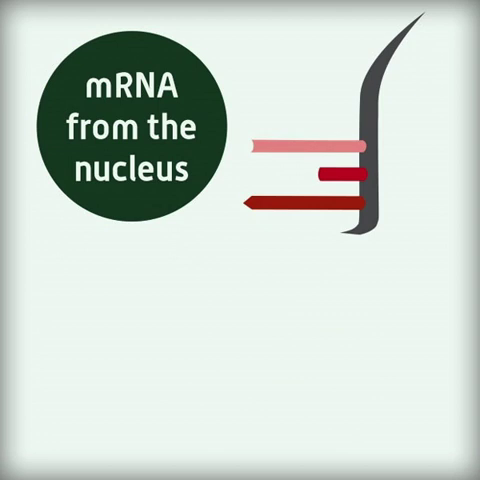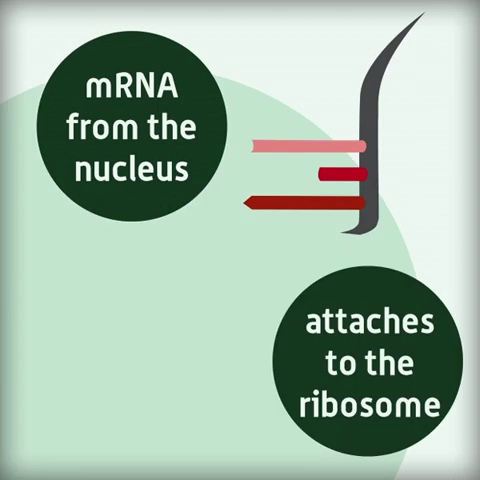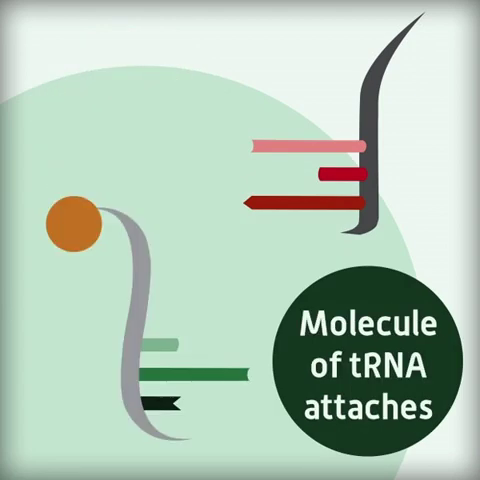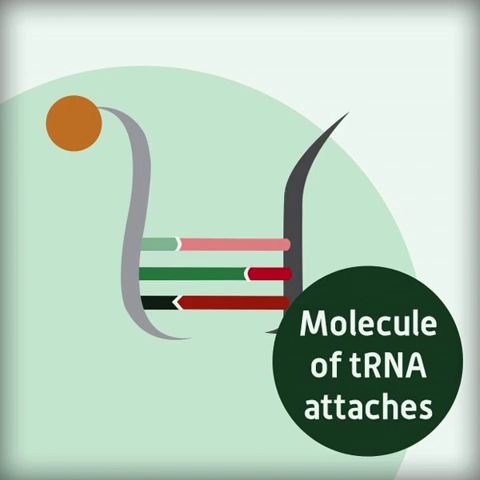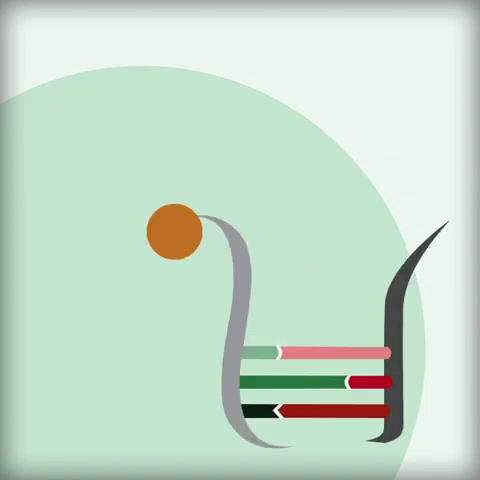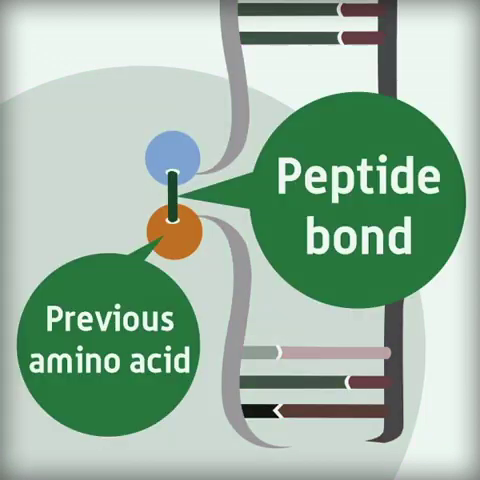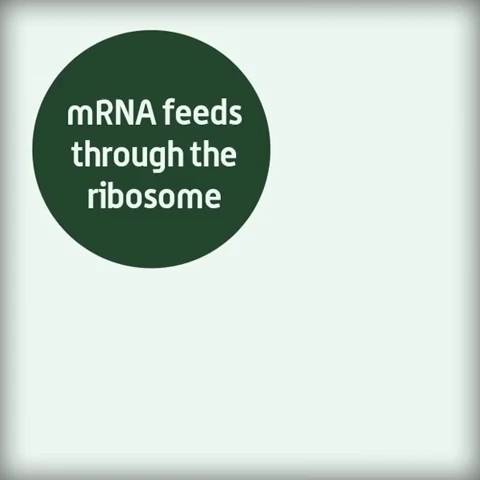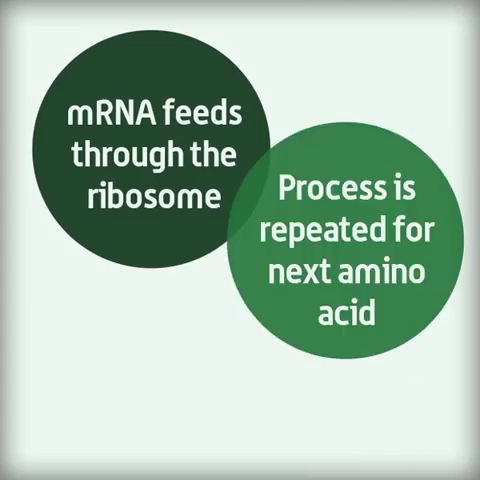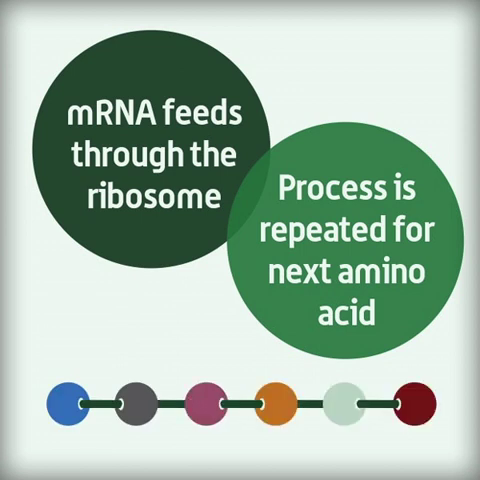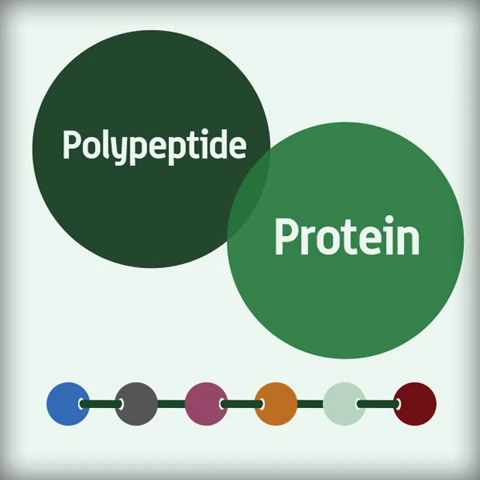The mRNA from the nucleus attaches to the ribosome. A molecule of tRNA with bases complementary to the mRNA attaches and its amino acid is joined by a peptide bond to the previous amino acid coded for by the mRNA. The mRNA feeds through the ribosome and the process repeats for the next amino acid identified by the mRNA. In this way, a chain of amino acids grows to form a polypeptide or protein.